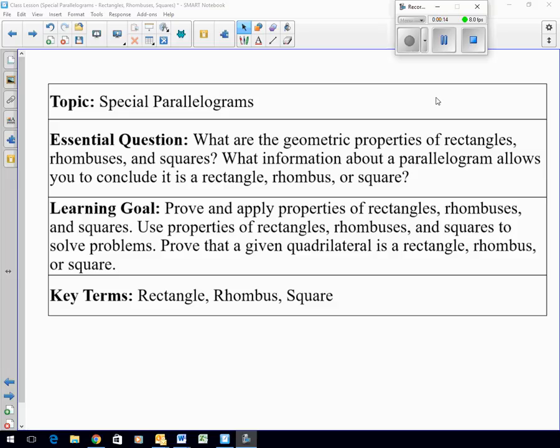How can we conclude all these things? I'm just going to go over our learning goals. Prove and apply properties of rectangles, rhombuses, and squares. Use them, solve problems, and prove that if I'm given a quadrilateral, it is a rectangle, rhombus, or square.